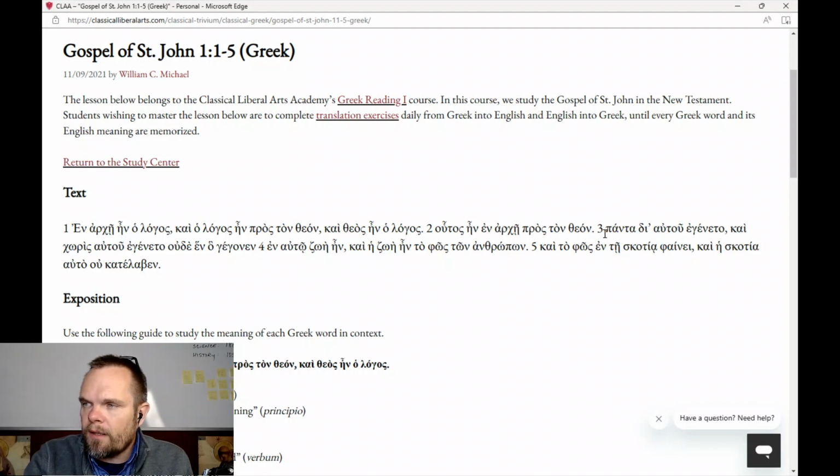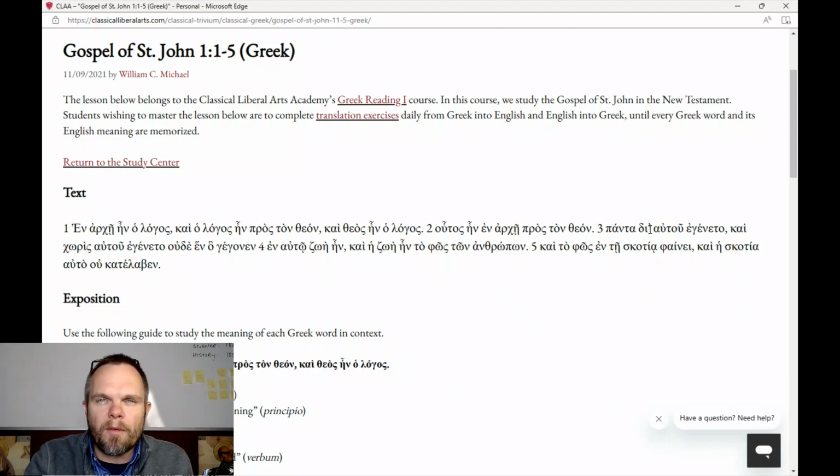Verse 3. We have the consonant P followed by an alpha with an acute accent. So we're going to raise pitch on that syllable. We then have the consonant nu, the consonant tau, and the alpha. So panta. Next we have the delta and iota followed by an apostrophe.